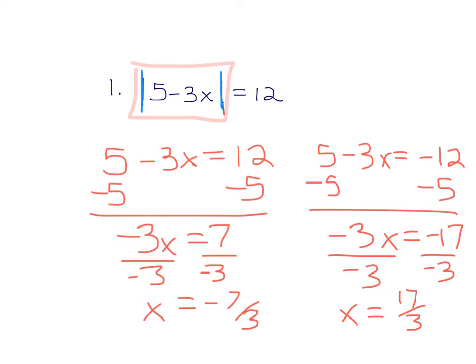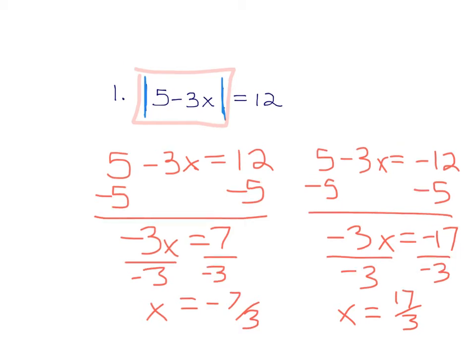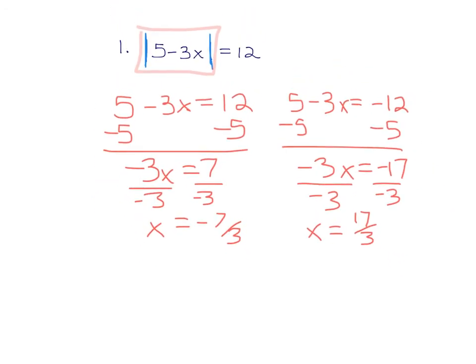You do not need to make them mixed numbers. You can leave them improper. So if this were a question on your test, you can either leave it with x equals, or you can also put it in the set brackets here. And so you can write it as negative 7/3 and then 17/3 with the set brackets.